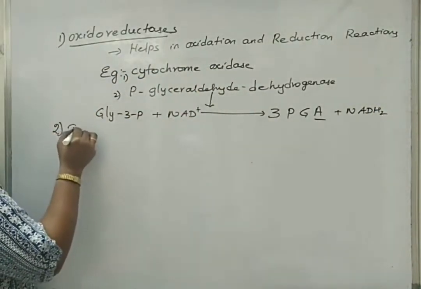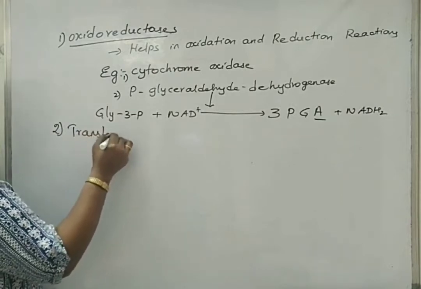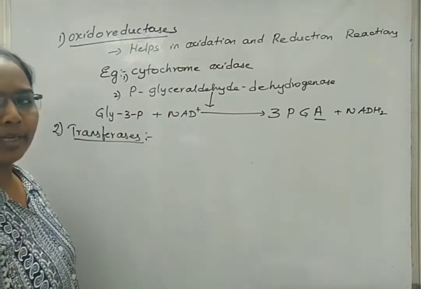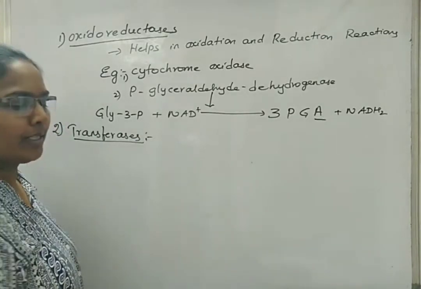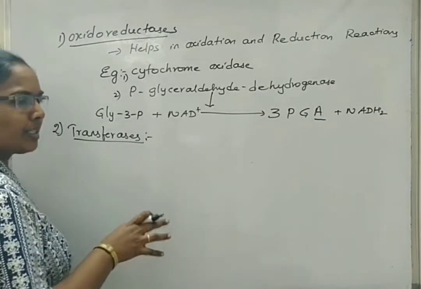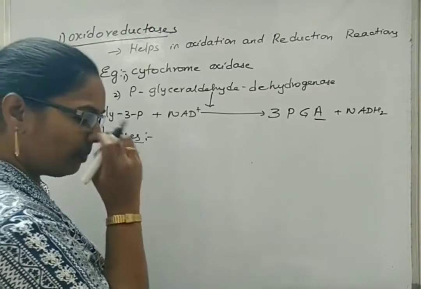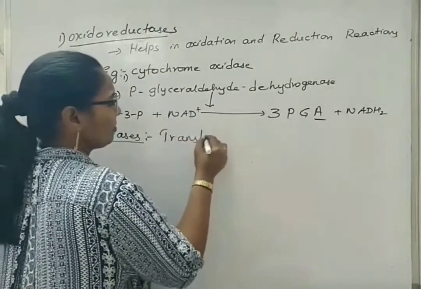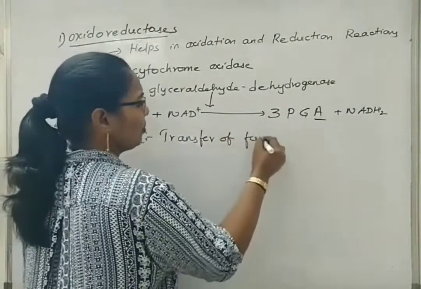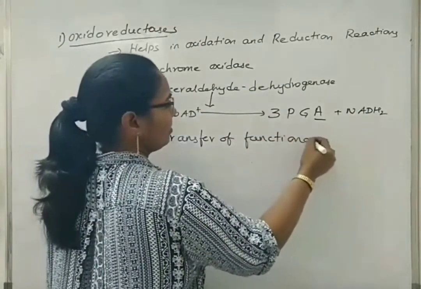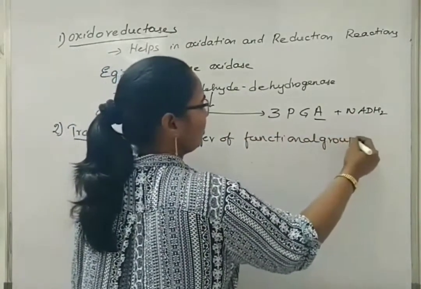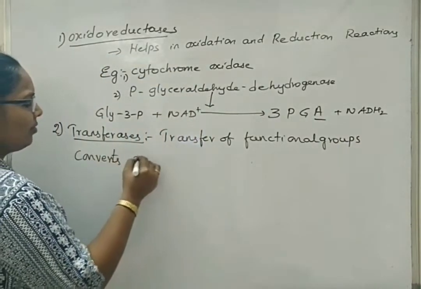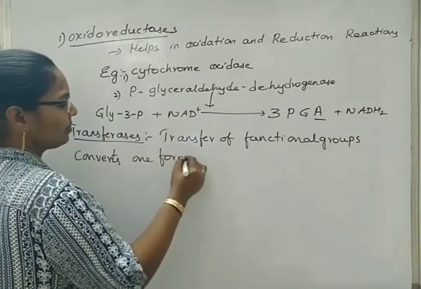Second one, transferases. Transferases means transfer of any functional group like amino group, carboxyl group, hydroxyl group, etc. One form of substrate is getting converted to another form. You will see one example also here. Transfer of functional groups converts one form of substrate to another.